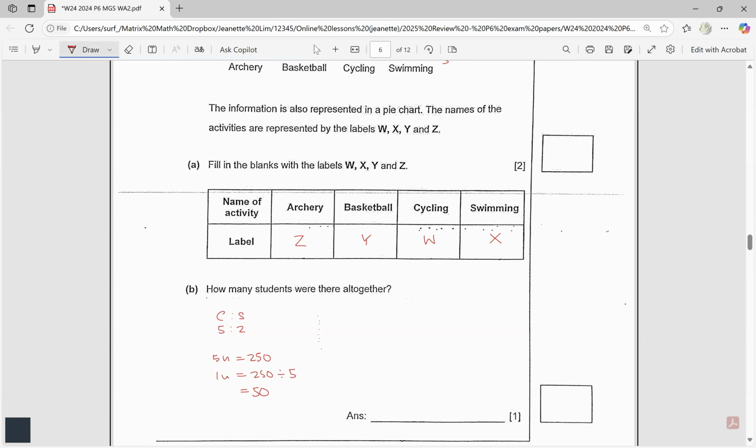Since cycling and swimming will give us 50% of the total, right? Let's find cycling and swimming, which is 7 units. So 7 times 50 is 350. This is 50% of the total. Okay, so if you want to find the total, you just multiply that by 2.